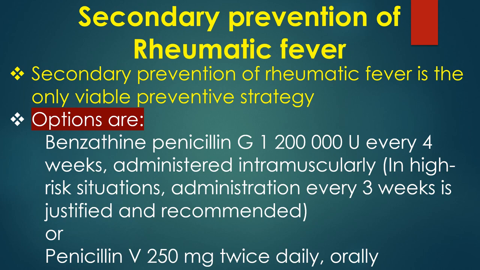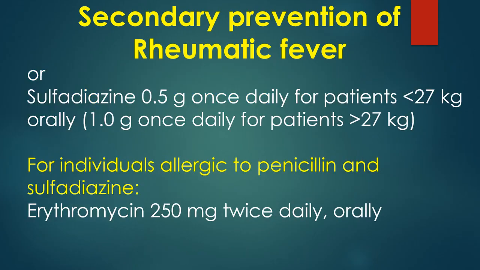Options are benzathine penicillin G 1.2 million units every 4 weeks administered intramuscularly. In high-risk situations, administration every 3 weeks is justified and recommended. Or penicillin V 250 mg twice daily orally. Or sulfadiazine 0.5 gram once daily for patients less than 27 kg orally, 1 gram once daily for patients more than 27 kg. For individuals allergic to penicillin and sulfadiazine, erythromycin 250 mg twice daily orally.